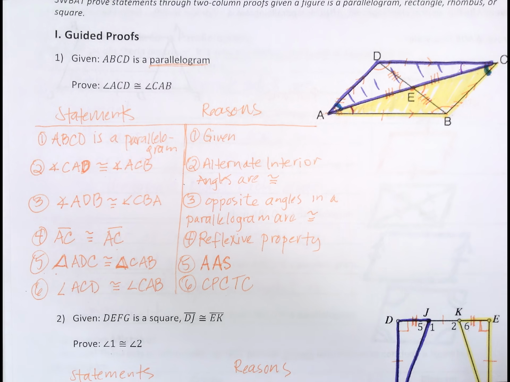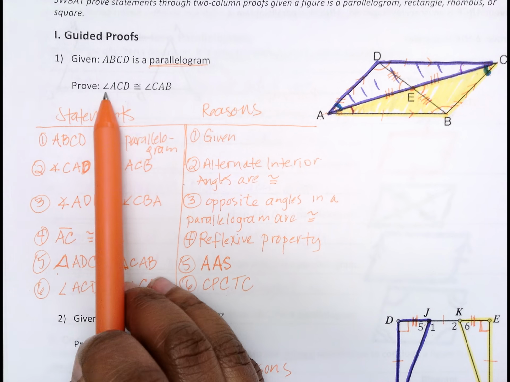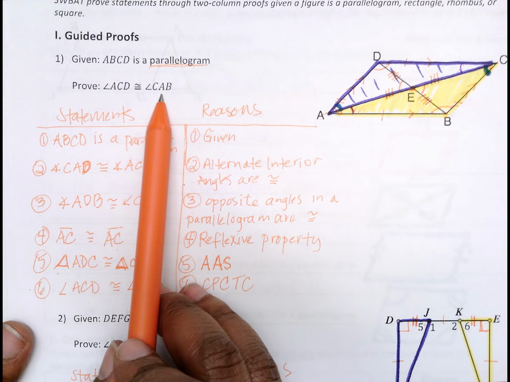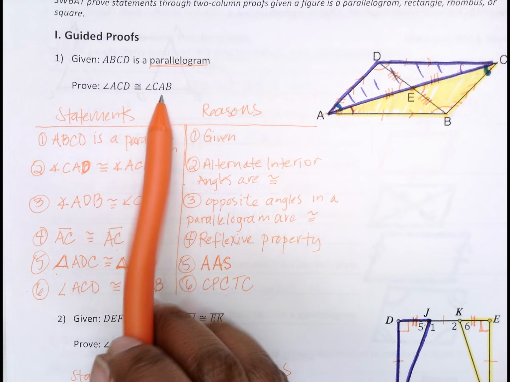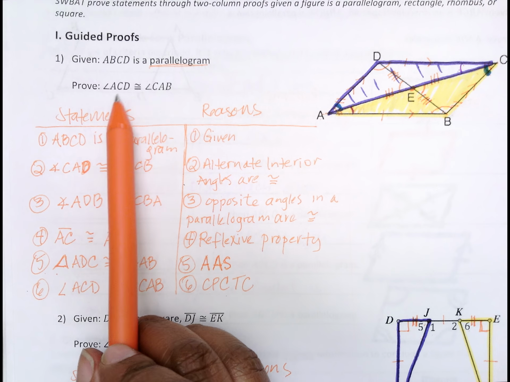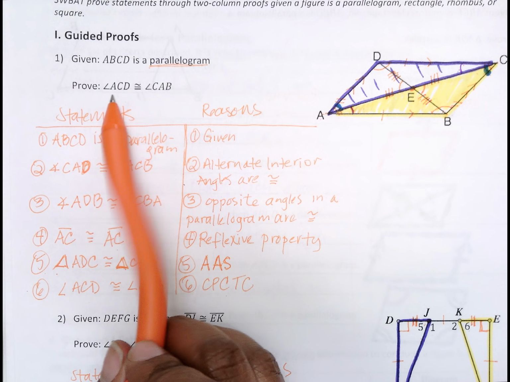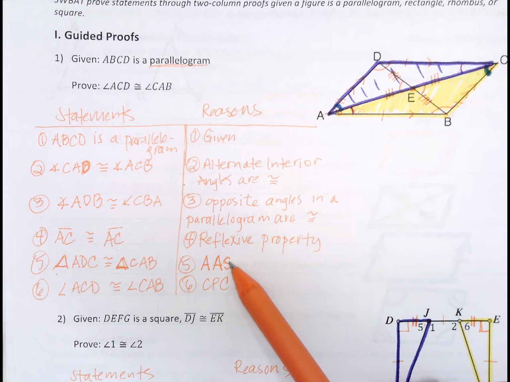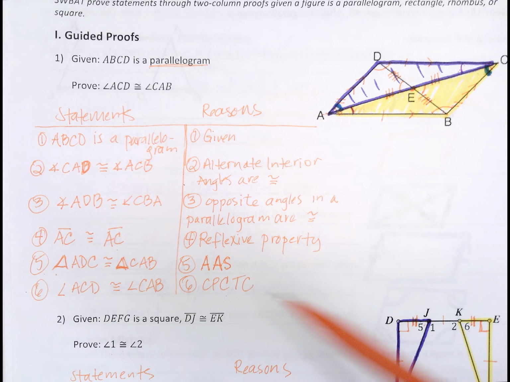Okay? So the final statement, notice here we're not trying to prove, the proof is not asking us to prove that the two triangles are congruent, even though we do have to do that. It is asking us to prove that these two angles are congruent to each other. Okay? And we did that by proving the triangles congruent, and then finally the last statement proves that the angles, being corresponding parts, are also.